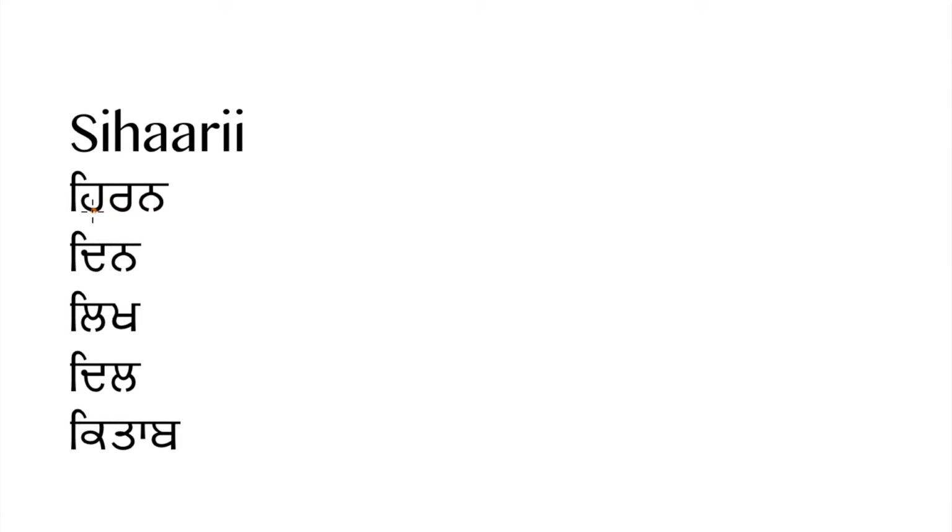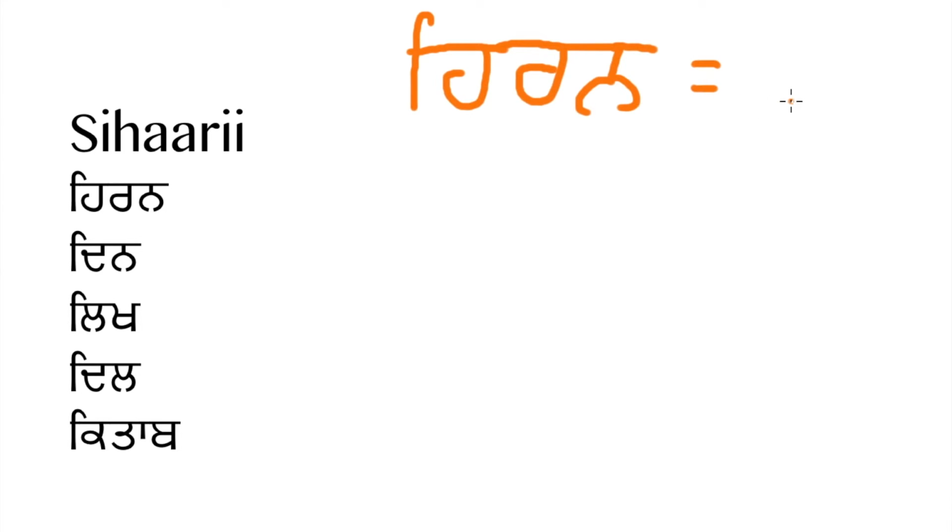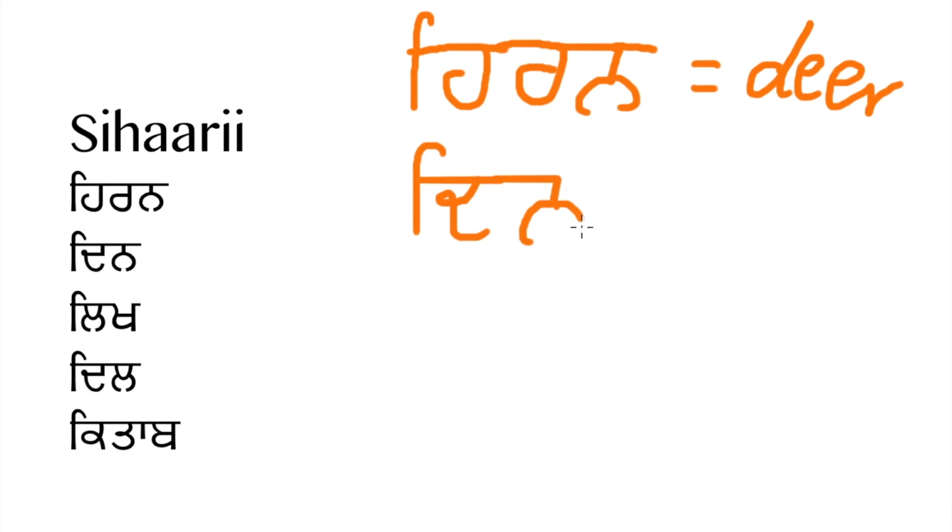So here we have h, r, n. So we draw our Sihaarii, put in the h, then a r, and then a nana to give us hiran, which basically means deer, like the animal. Next we have a Sihaarii followed by a dada and a nana. So this says din, which means day, like a standard day, whether it be Monday, Tuesday, etc.